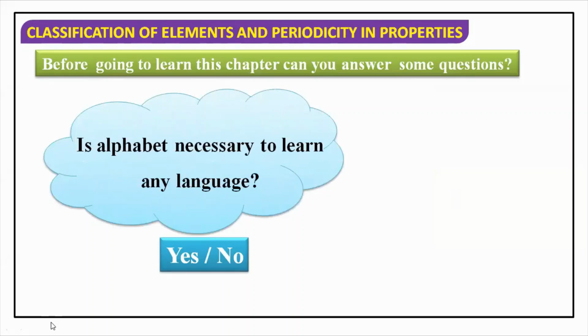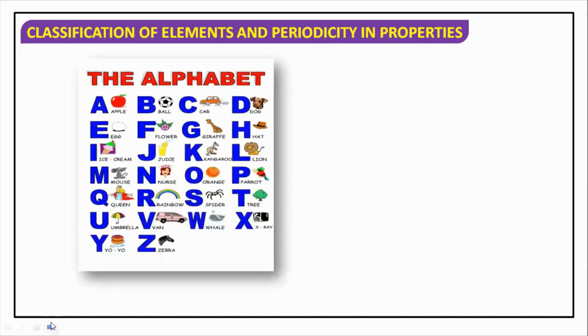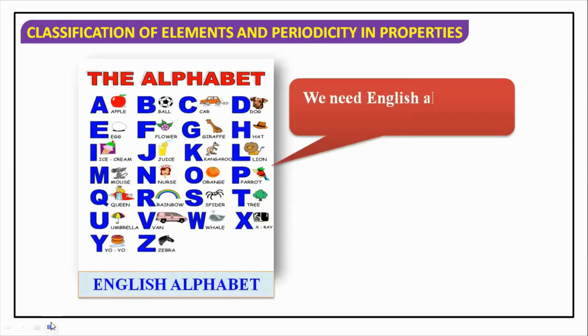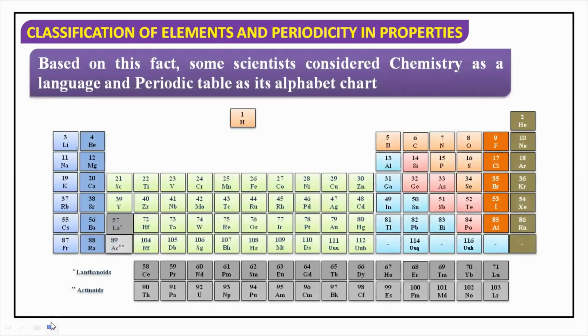Do you think that alphabets are necessary to learn any language? I think the answer is yes, because before knowing the language, you should be knowing the alphabets. If anyone wants to learn Telugu, they should understand the Telugu alphabet. If anyone is going to learn English, they should know the English alphabets. And similarly, if we want to learn the language of chemistry, we should know the periodic table. Based on this fact, some scientists considered chemistry as a language and the periodic table as its alphabet chart.